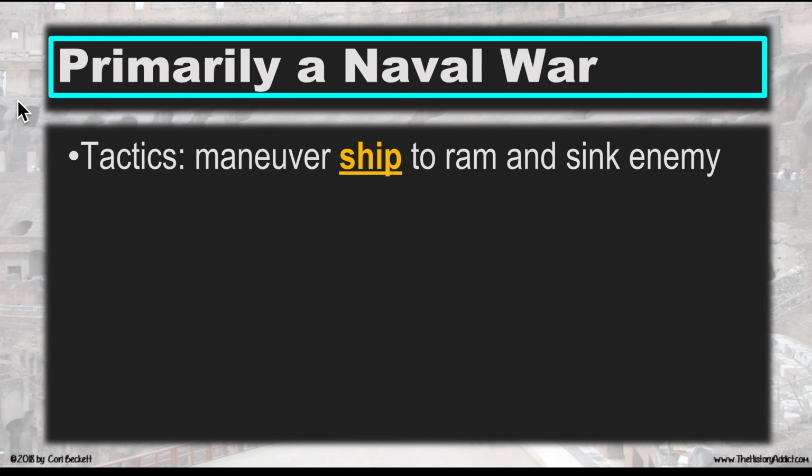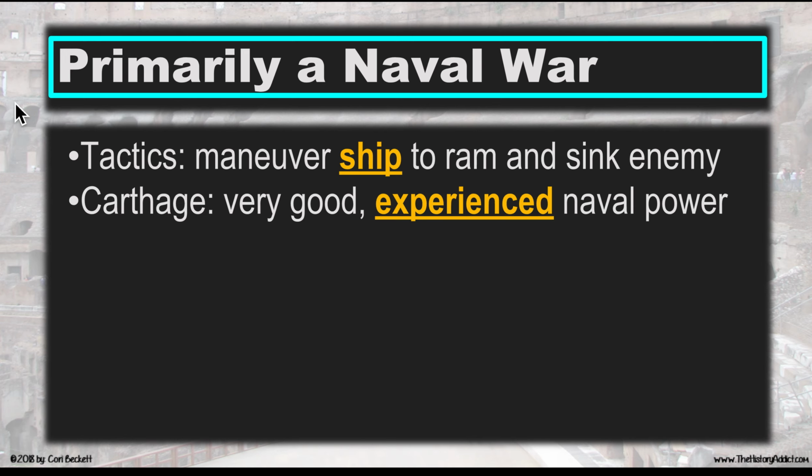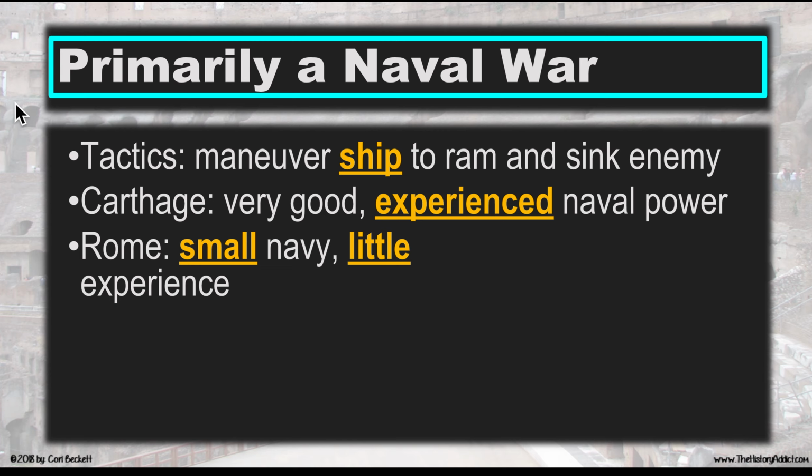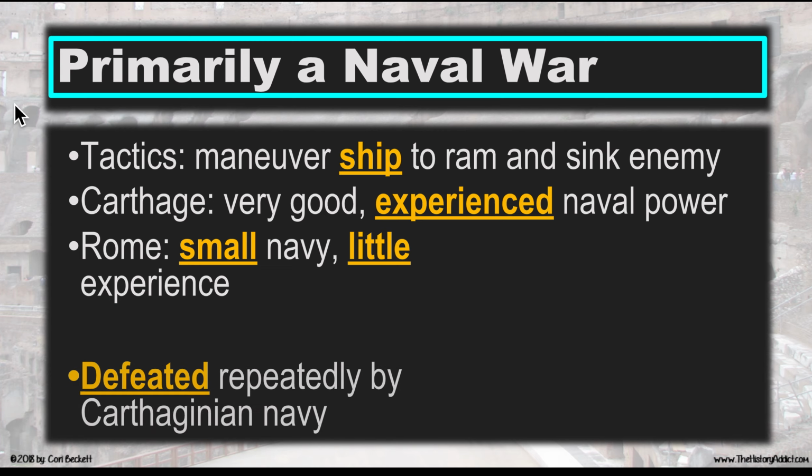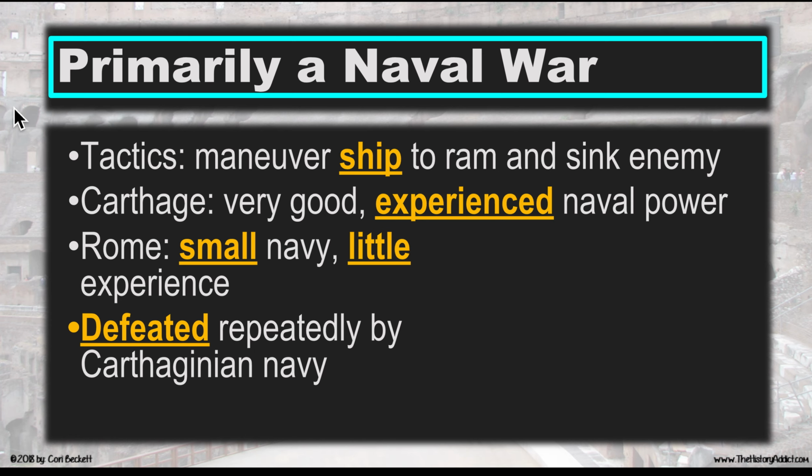This was primarily a naval war. Now, Carthage had that big trade network. So they were already successful with the Navy. They knew how to maneuver ships, and the naval warfare at the time was one big ship would just ram into the next big ship, and whichever one was still floating at the end of it, they won. They were good, they were experienced. Rome had a really small navy because they didn't have that trade route. So they were repeatedly defeated by the Carthaginian navy.